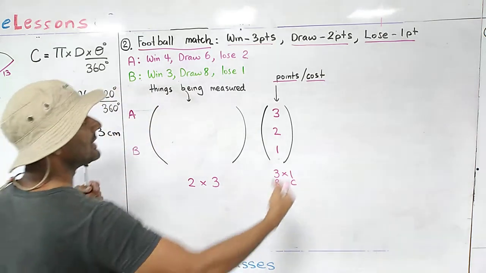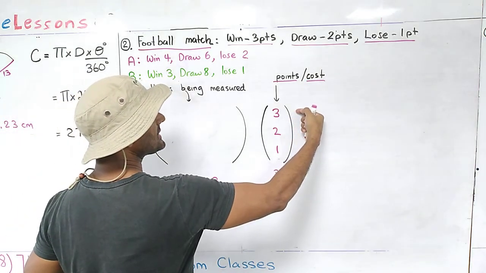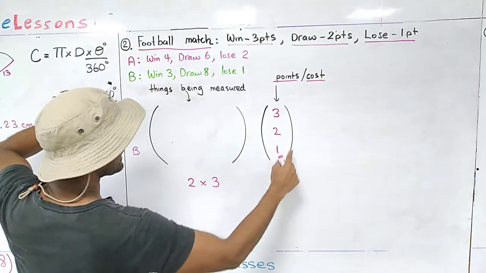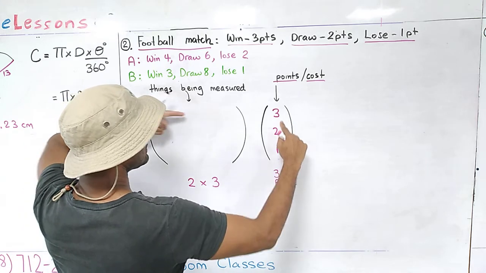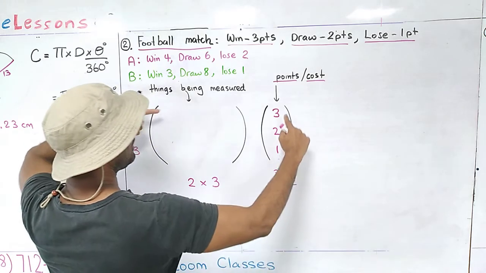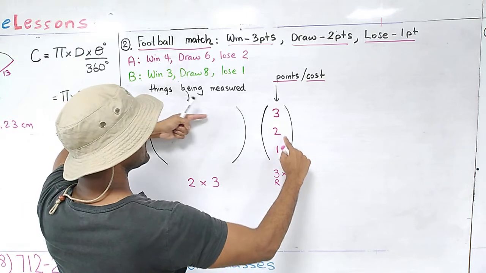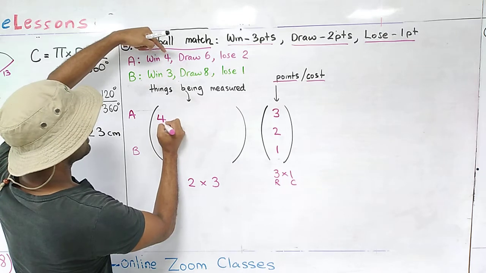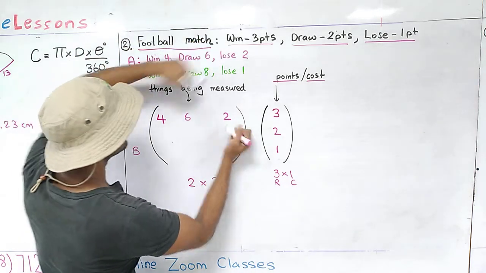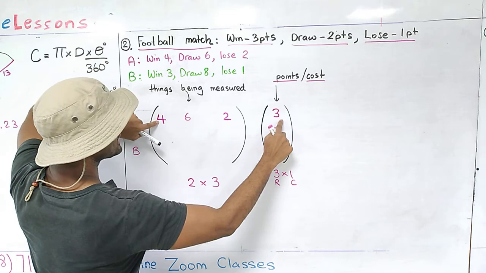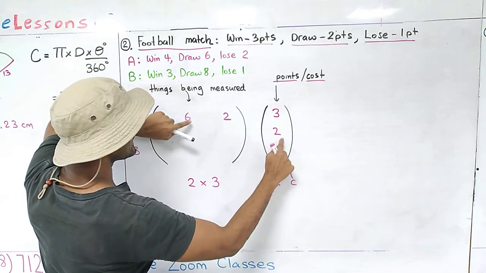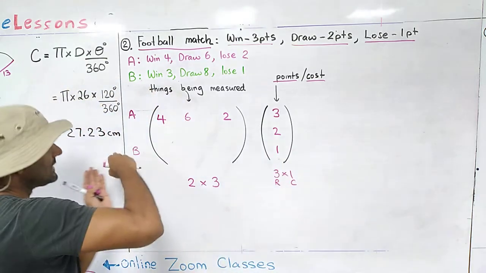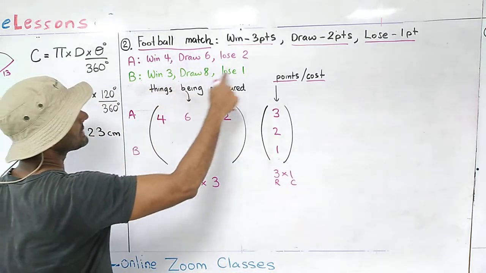Now you have to be careful. If the wins come first, the draws come second and the losses come third, when you're writing it, it has to be like this: first, second, third items. So team A, 4, 6, and 2. This 4 is associated with this 3 because this is the points for winning. This here is the points for what? Drawing, and this is the points for what? Losing. And you're doing the same thing for B. 3, 8, 1.